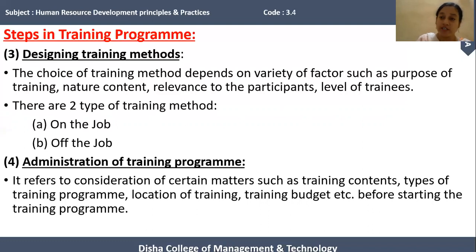What should be the contents of the training, meaning what the trainer should impart to the trainee, and types of training program, meaning what type of program the organization will arrange. Location of training means where the training program is arranged. Next, training budget, meaning at what cost the organization should conduct a training program, and for how many times the training should be conducted. That can be controlled in the fourth step.